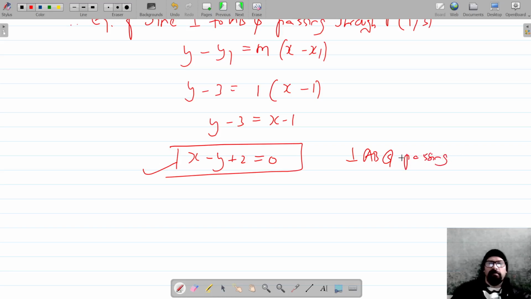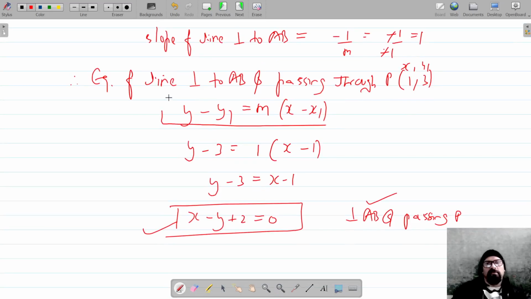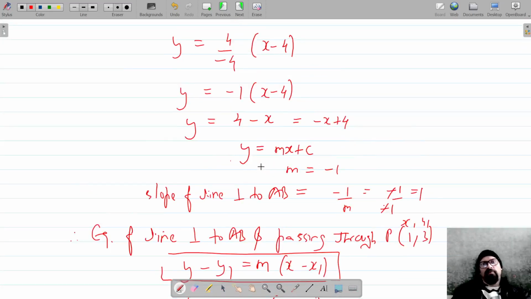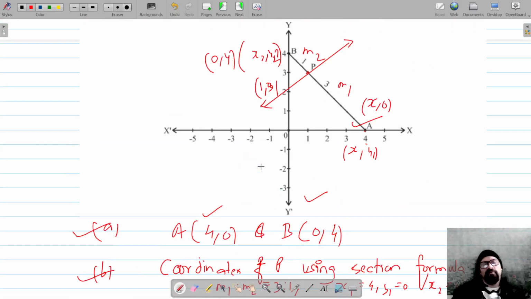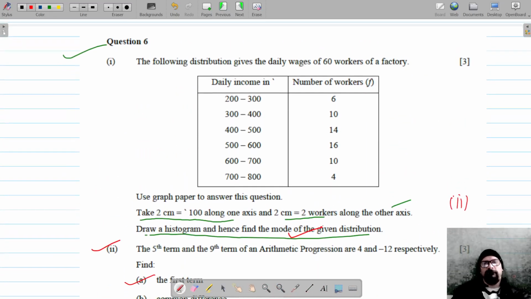So first of all, in this case, we got the equation of AB, then got the slope of the line that passes through P and is perpendicular to AB, and then used the point-slope equation to write the required equation: x minus y plus 2 is equal to 0. And now let's move on to the last one, that is question number 7.